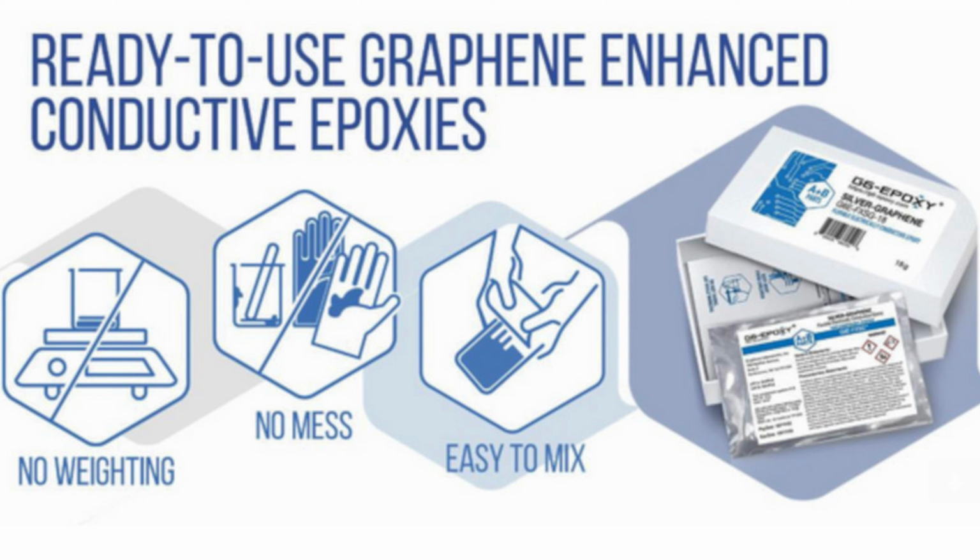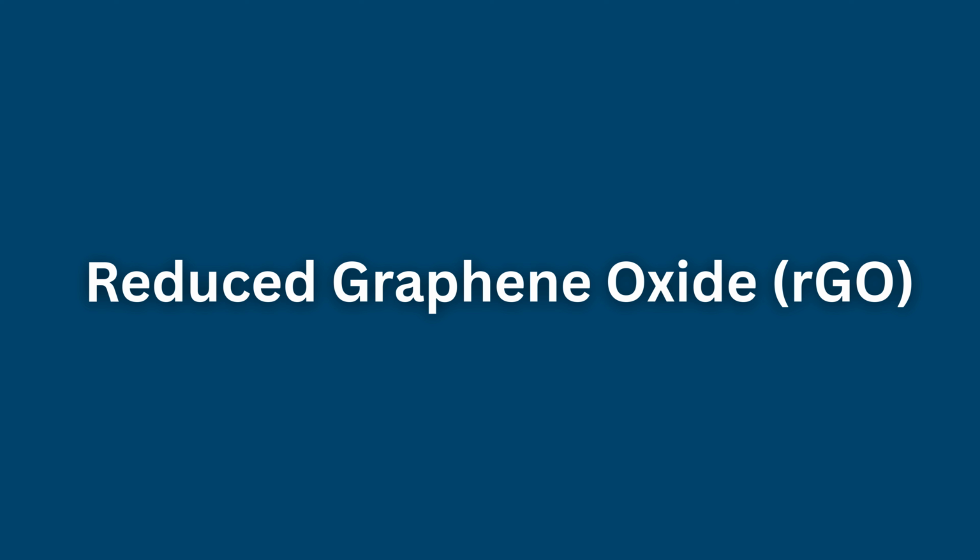Both CNTs and graphene possess large surface areas and high aspect ratios, enabling them to form conductive networks even at low filler concentrations. However, proper dispersion within the polymer matrix is essential to achieve optimal performance. These carbon nanomaterials are also commonly used as auxiliary fillers together with metallic fillers such as silver flakes to enhance conductivity by forming additional conductive pathways.